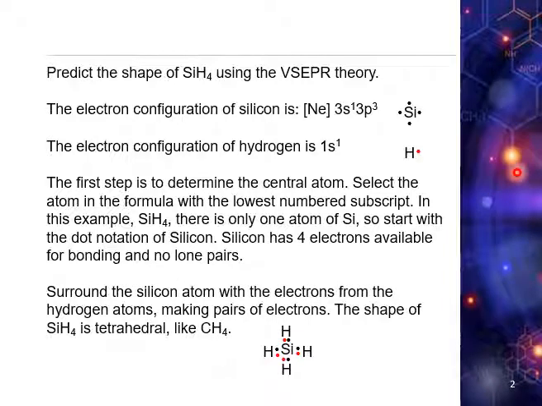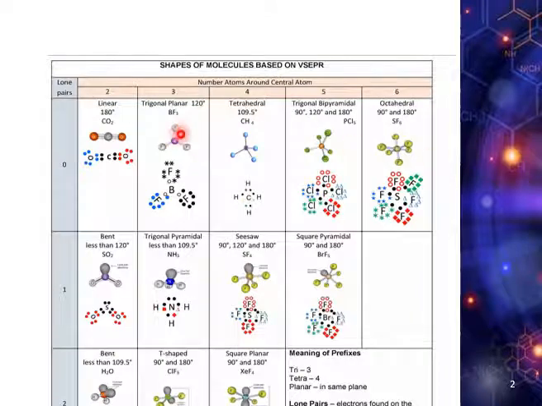Surround the silicon atom with the electrons from the hydrogen atoms, making pairs of electrons. The shape of SiH4, silicon hydride, is tetrahedral, like CH4, methane. If you look, CH4 has no lone pairs and 4 bonding pairs, just like SiH4 has no lone pairs and 4 bonding pairs.